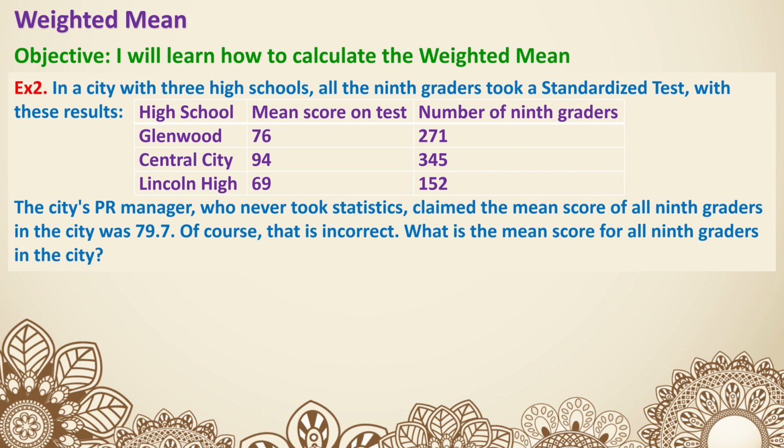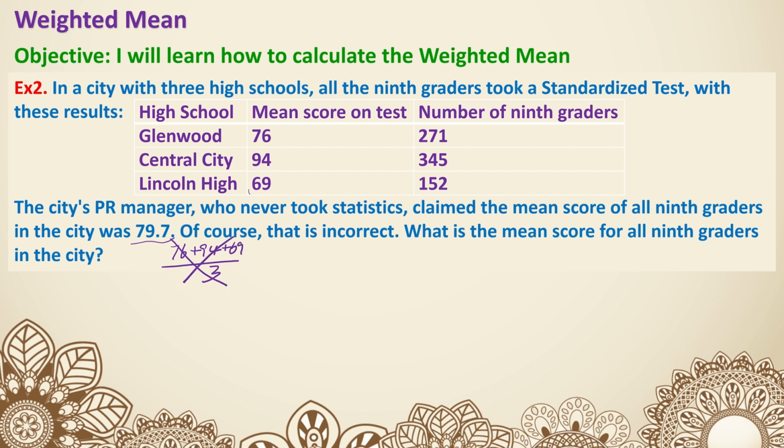The city's PR manager, who never took statistics, claimed that the mean score of all ninth graders is 79.7. Of course, the manager just added all three numbers together, so he did 76 plus 94 plus 69, then divided by 3. Clearly, that does not work. We can't do it that way.